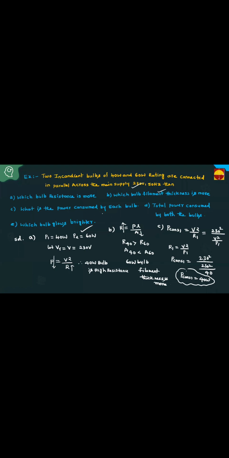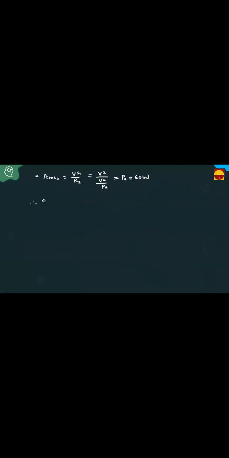Then what is the power consumed by bulb 2? P consumed 2 is V square by R2, which is V square by R2 equals V square by P2, and this is equal to P2, that is 60 watts. Then what is the total power consumed by the two bulbs? The total power consumption equals P1 plus P2, that is 40 plus 60 watts, which equals 100 watts.